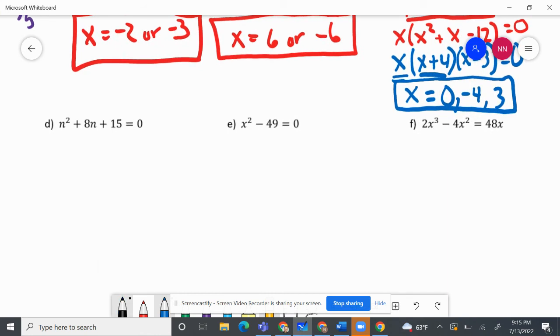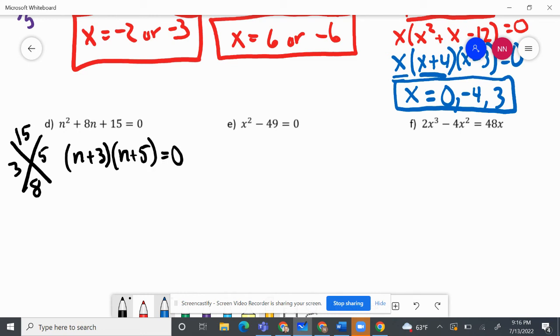So if we're looking at letter D, we're looking for two numbers that multiply together, give us 15, add up to 8, and that would be 3 and 5. So we have n plus 3 and n plus 5. Once again, since they're binomials, we're just going to do the opposites. So that would be negative 3 and negative 5.